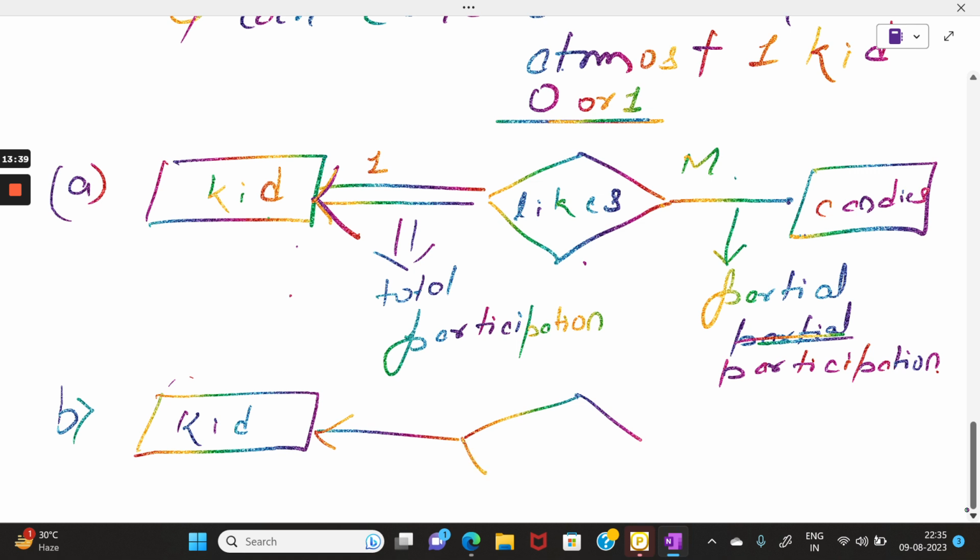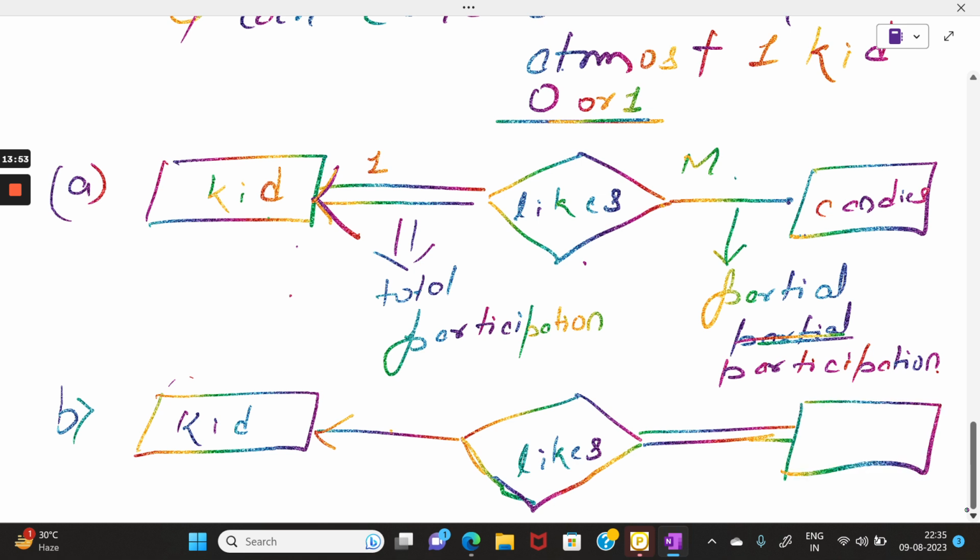So, okay, we will be explaining this example entirely, but first let me write the options. What are the options? This is single partial participation. This is total participation, and this is the candy entity set. Okay, this is also 1 to M, but here it is total participation.